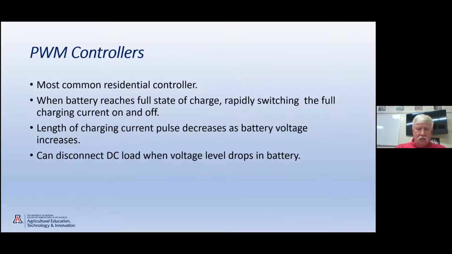When the battery reaches a full state of charge, it rapidly switches the full charging current on and off. The length of the charging current pulse actually decreases as the battery voltage increases. And it can disconnect the load when the voltage drops in the battery. So this one's designed for a system where if I have a 12-volt system, I'm going to have maybe a 17, 18-volt module, and I'm going to have the module voltage pretty much sized to my batteries. So that's what PWM controllers are used for. So it has a maximum input voltage that we're going to use, and then maximum output.